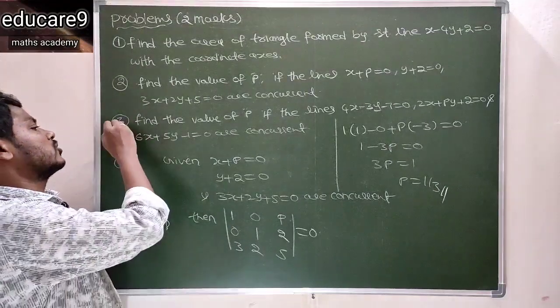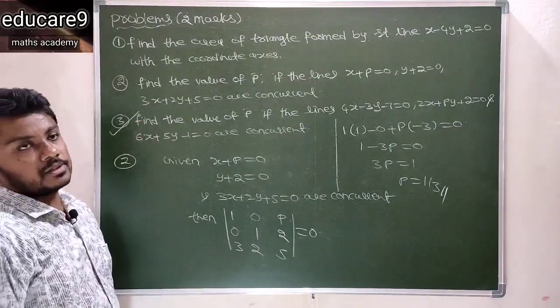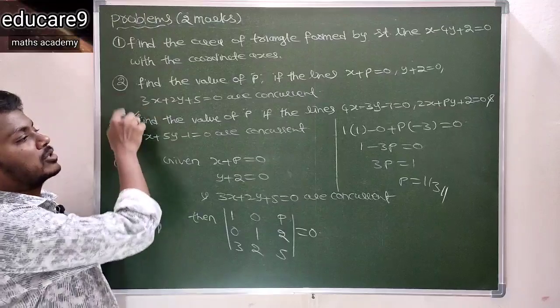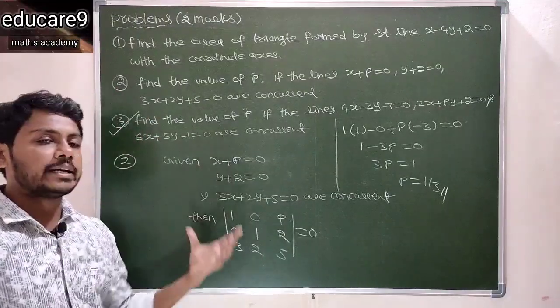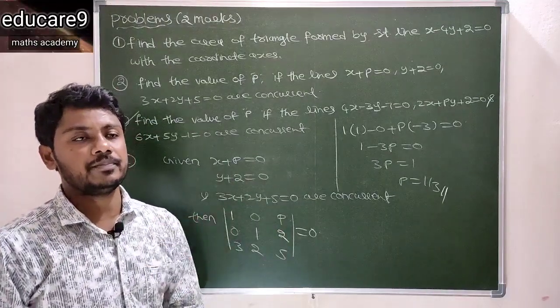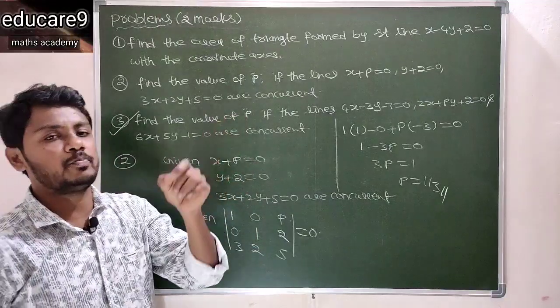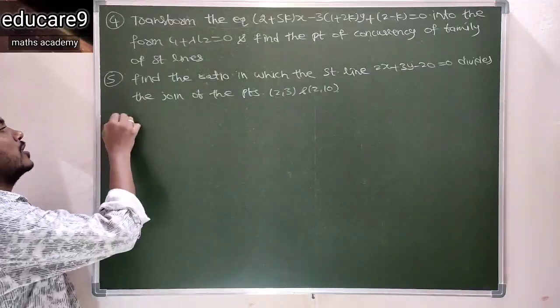So next, try to solve the third question. So clearly, this is similar to the second question. So here also we have to use the determinant value as 0. Okay. Then you will get the value of p. So next, let us see the fourth solution.